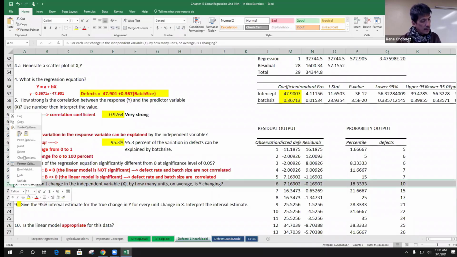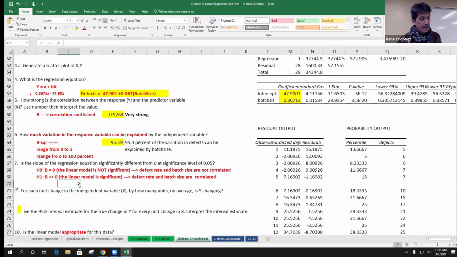So we learned from the 2 previous problems we did that we can render a conclusion on these hypotheses by simply looking at the p-value associated with the slope of the predictor variable. Now look at the p-value there. When you see this 3.5e-20, this is where the p-value is expressed in exponential form.